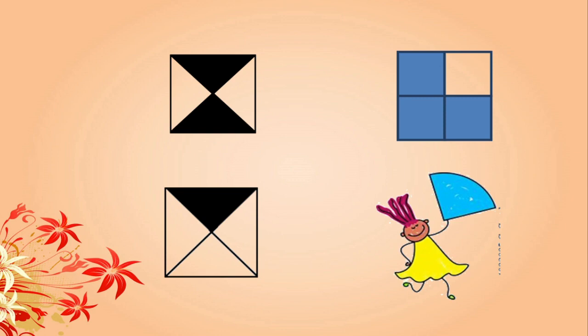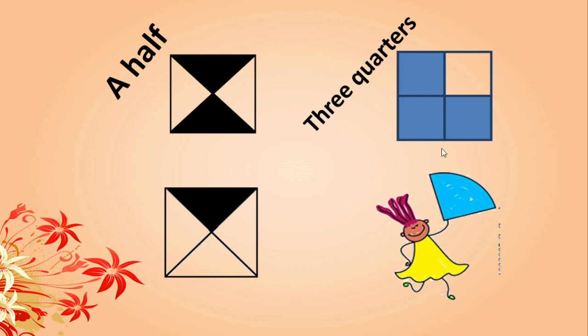We have to write about the colored part. See here, 4 parts are there. Out of that, 2 are colored, means half portion is colored. In the second one, here 4 parts are there. Out of 4 parts, 3 parts are colored. Yes, this is nothing but 3/4.